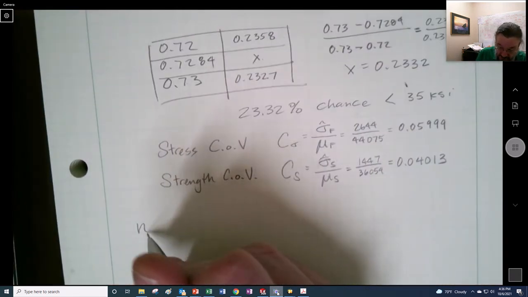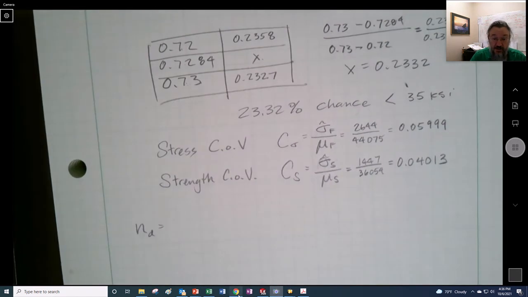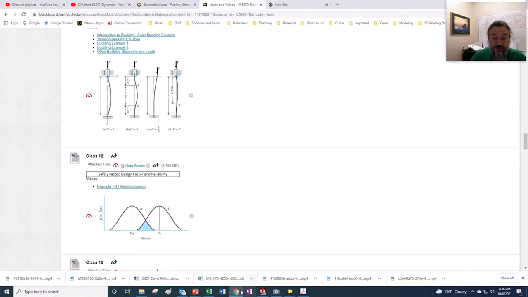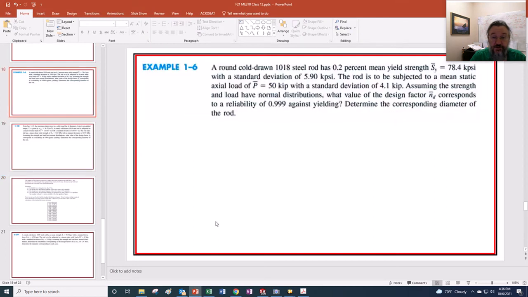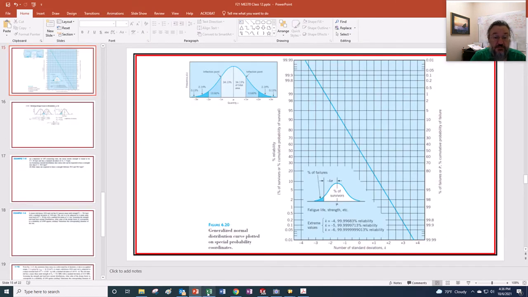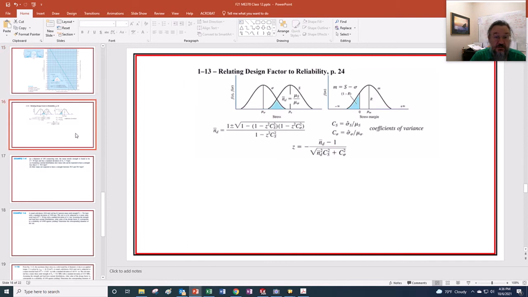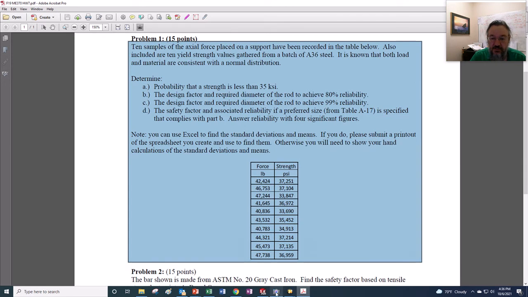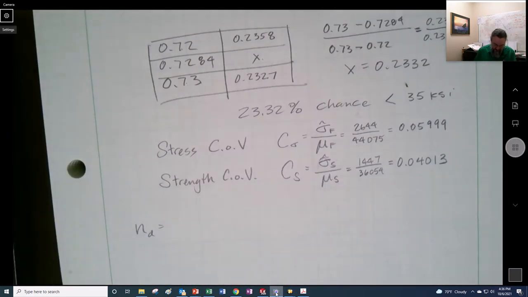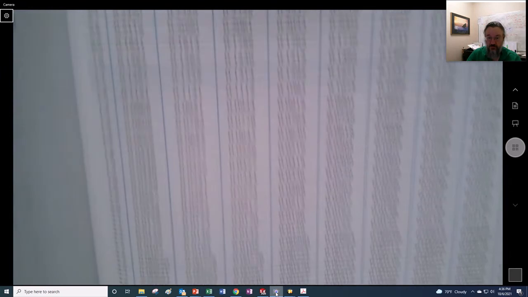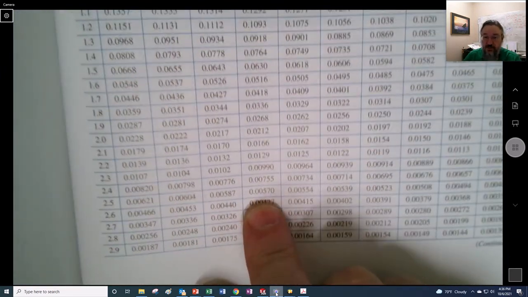All right, so our design factor, I'm not going to rewrite this equation all the way out, but we could come back into here. This is the equation that we want right there, right? So 1 plus or minus and all of this stuff. We need the z. So let's look that up for 80%. Are they going to give it to us for 80%? No. We'd actually have to go hunting for that.